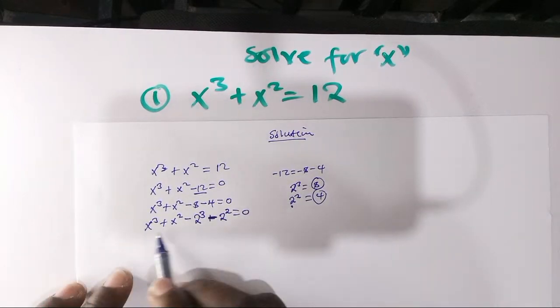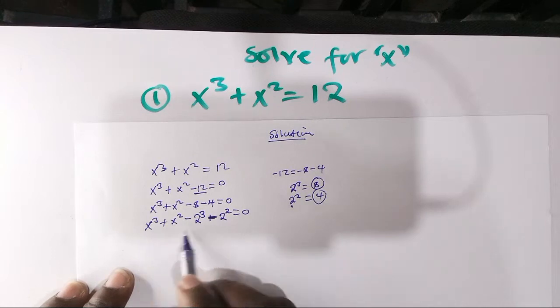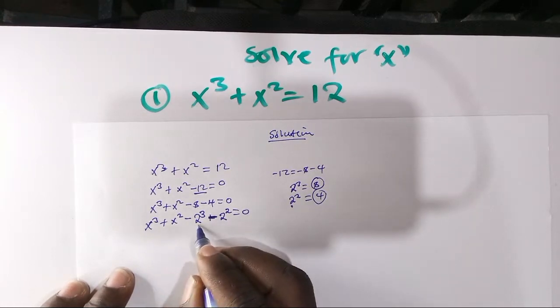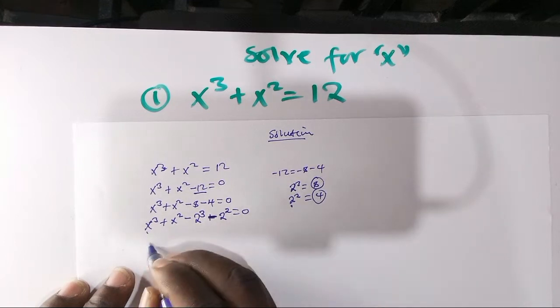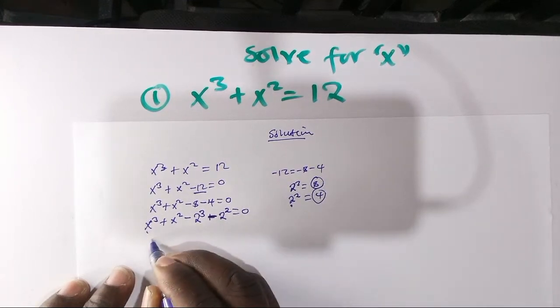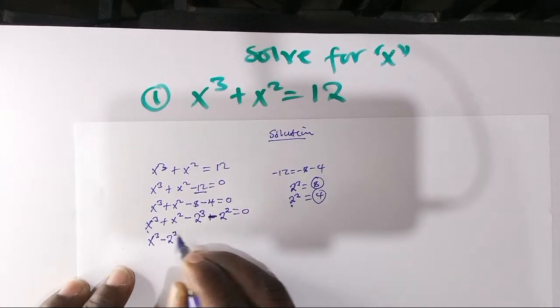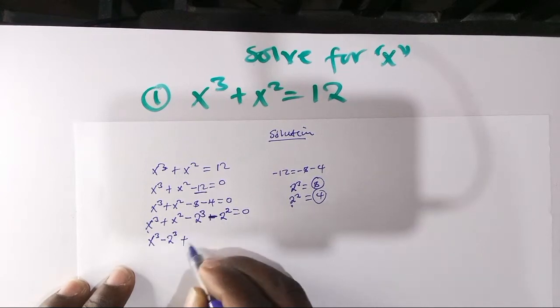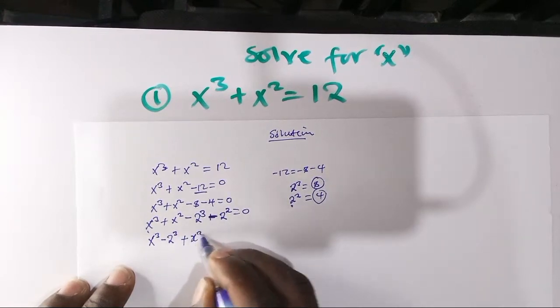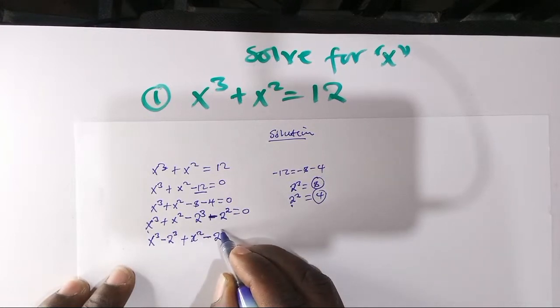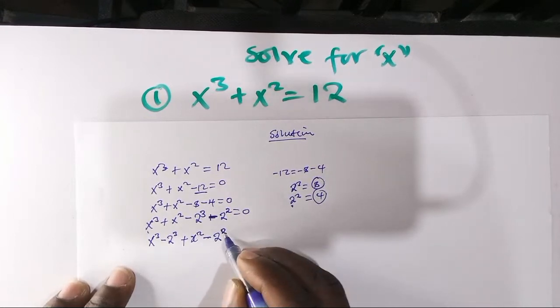Then if you can see, there are numbers which have the same powers. So we have 2 cubed and x cubed. So we are going to group them on the same side. So we're going to say x cubed minus 2 cubed, then plus x squared minus 2 squared, right?